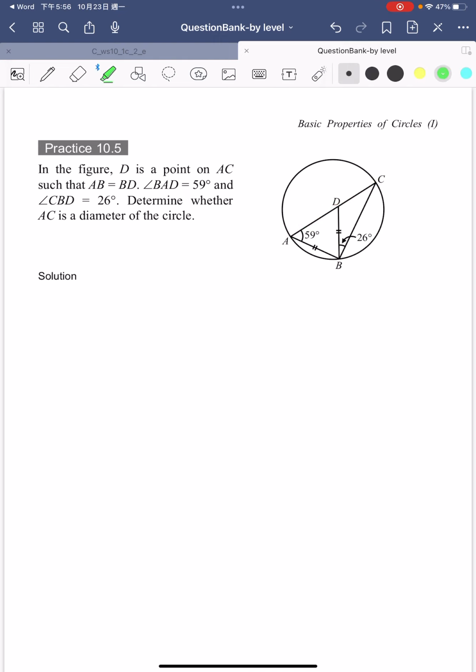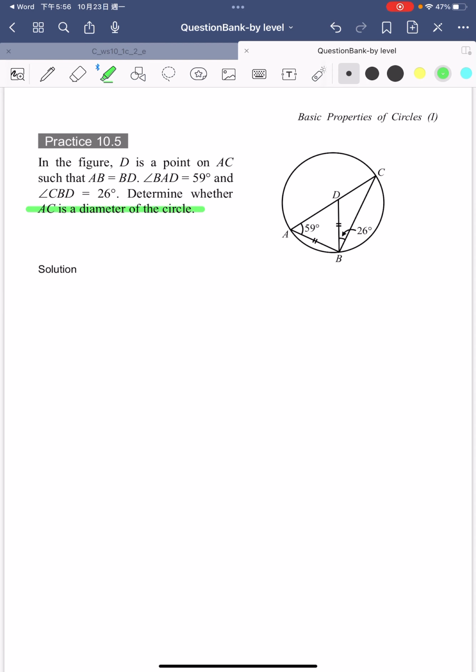If you see any question asking whether a line is a diameter, you need to think about the converse of angle in semicircle, which means that if you have an angle at the circumference which is 90 degrees, then the two points lining up will be the diameter of the circle. We want to prove that the angle ABC is 90 degrees, then we can say that AC is a diameter. So now we have this is 26. The only thing we need to prove is how many degrees this angle is.